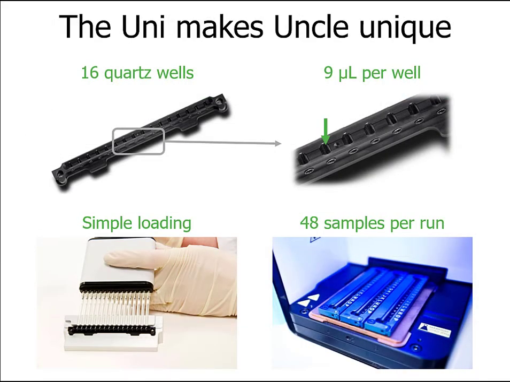Now allow me to introduce one of the key features of the Uncle, which is the uni sample holder. The uni is composed of an array of 16 quartz cuvettes that are easily loaded with a pipette. The high-grade quartz gets us great optical sensitivity for fluorescence and light scattering data, and the frame is an anodized aluminum that provides efficient heat transfer. The 16 samples are loaded into the uni and then are sealed in a blue frame with a silicone seal, so you know that evaporation won't be a problem during a heat ramp.